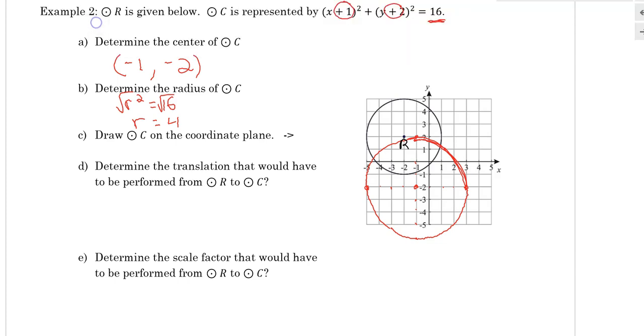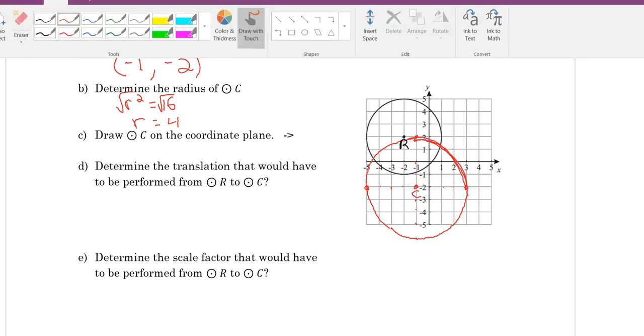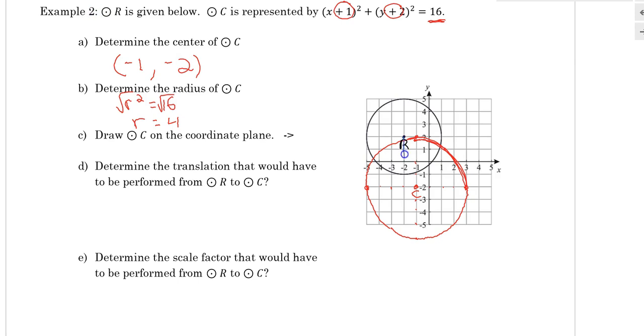So again, determine the translation from R to C. I'm starting at R and going to C. This time I'm going to go down first, and then over. That order doesn't really matter. Again, I just have to follow the lines. So I went down 1, 2, 3, 4, and then right 1. If you switch it and say left and up, that will be incorrect, because I'm not going from C to R. I'm going from R to C.